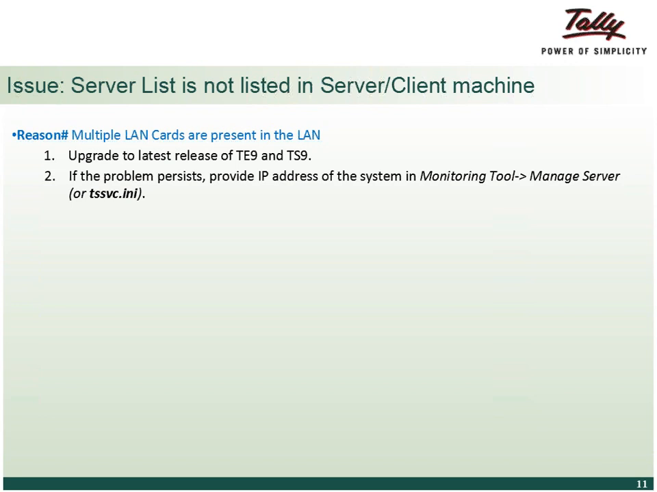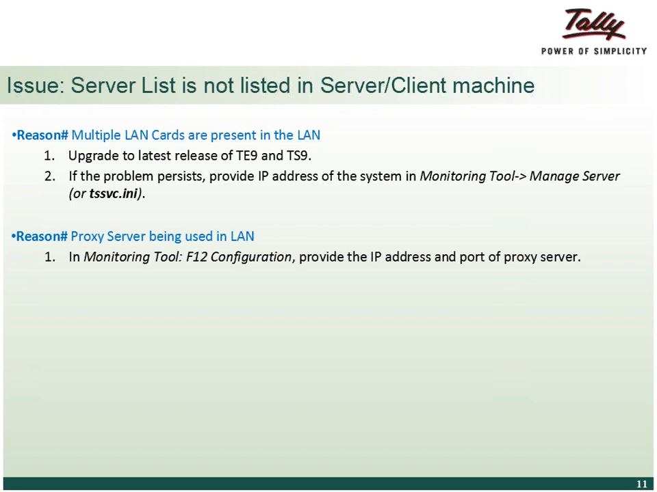The next reason might be a proxy server is being used in the LAN, that is local area network. If there is any proxy server that has been configured for the LAN, we have given provision to set the same thing in Tally Server 9. So under Tally Server 9, you can go to the monitoring tool, press FTL configuration, and provide the IP address and port of the proxy server.